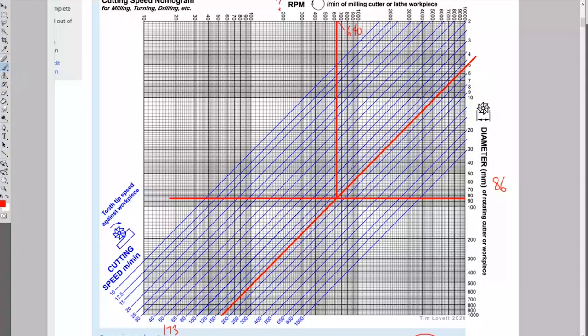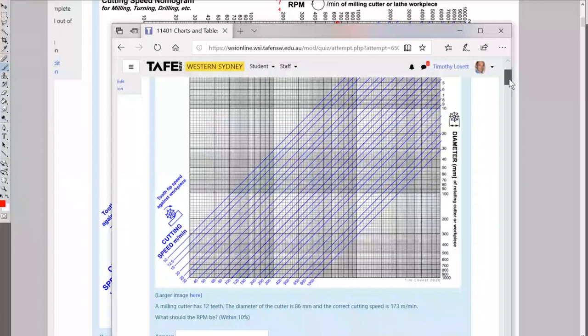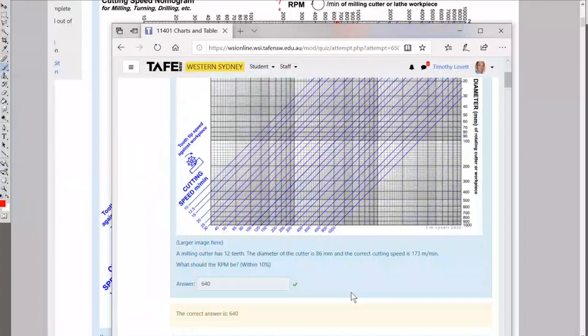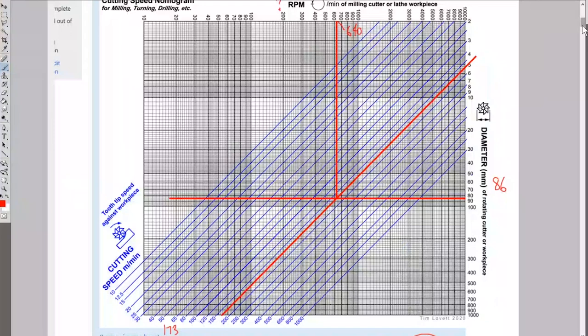Now, of course, you can't expect to get 10 decimal places accuracy when you're reading the chart. So that's why we say accuracy only within 10% when you're reading the chart. But if we get 640 RPM, that's a tick. 630 would probably work as well, and 650, you're just ballparking it. And the machine's not going to care anyway if you're out by 10 RPM.